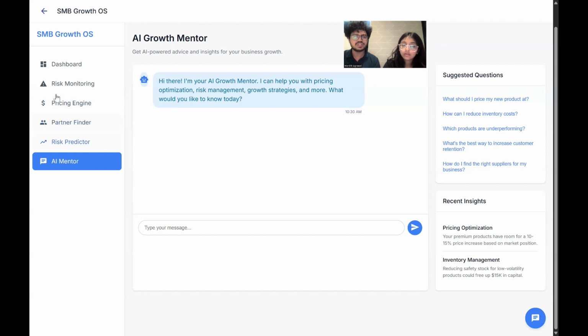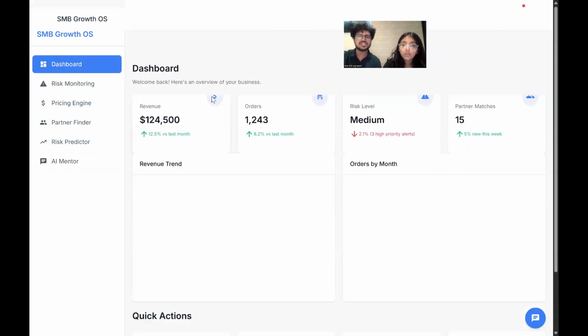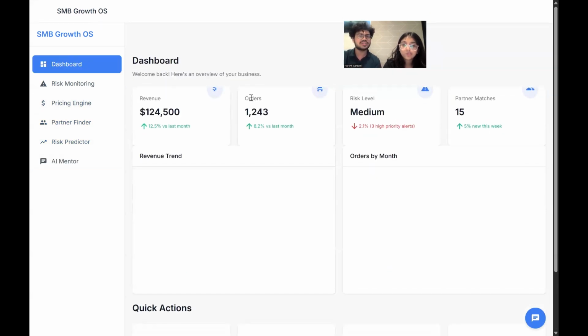So basically, this is the whole dashboard we created as of now for the SMB growth cycle prototyping part. We hope you like it, and we will be working on the project further and utilizing our best resources to make sure AI is integrated and it's a proper working model. But for now, that's all. Thank you.